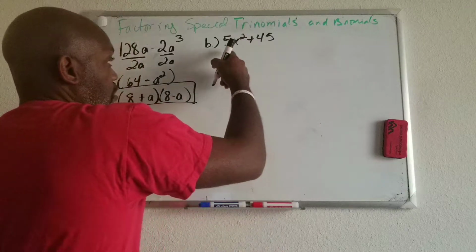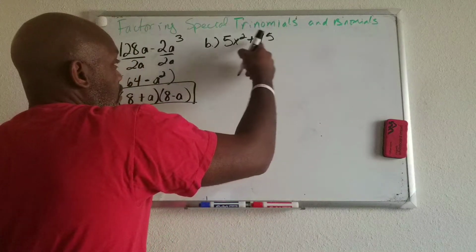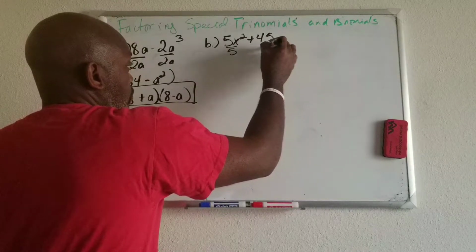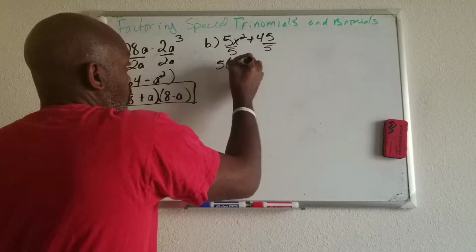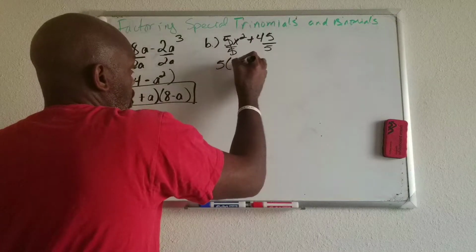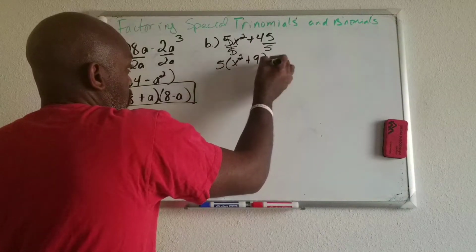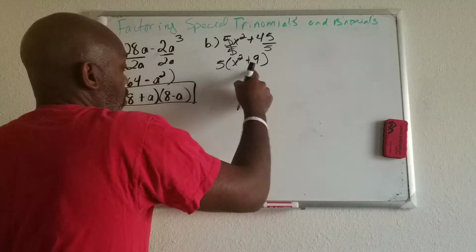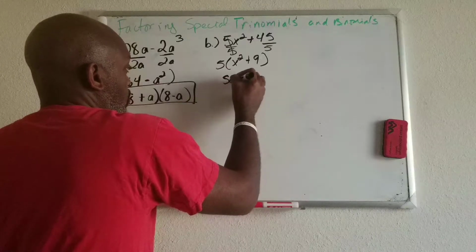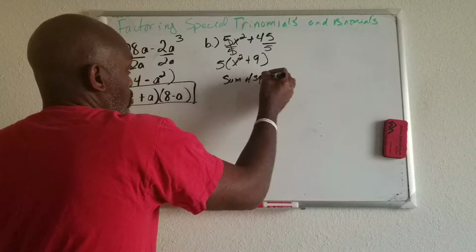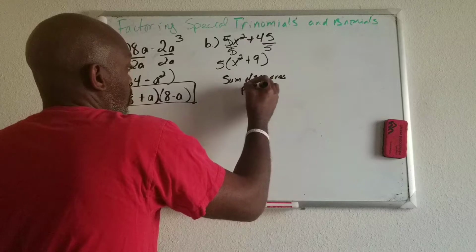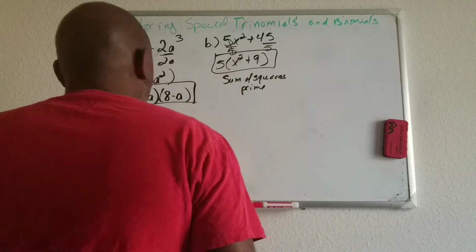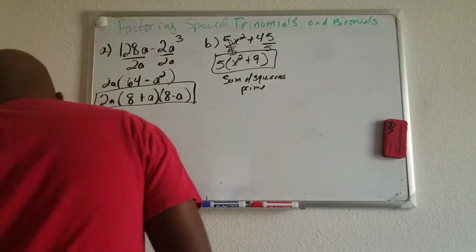All right, so we look and see if we can break down this problem by factors. We can break it down by a factor of 5. Okay, so we got 5 that we're dividing out. We're left with x squared plus 9. This is a sum of squares. Remember, sum of squares is prime. We cannot factor anymore. So 5 times x squared plus 9 will be your answer.